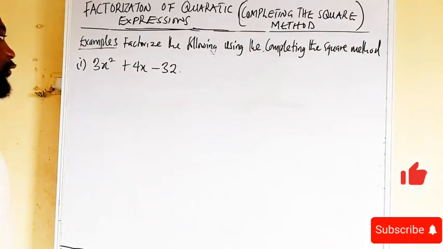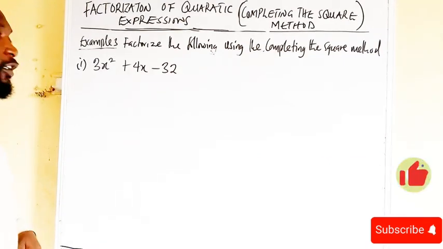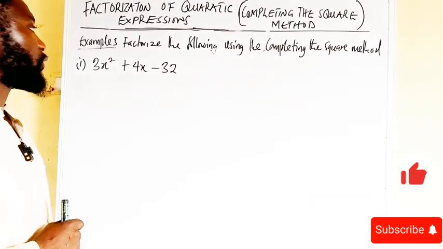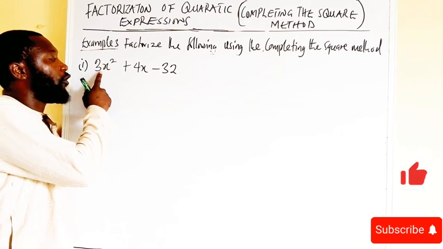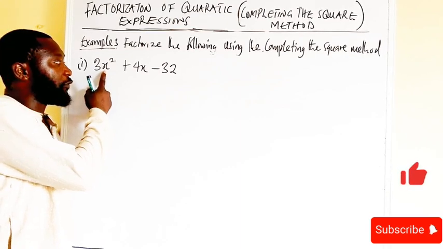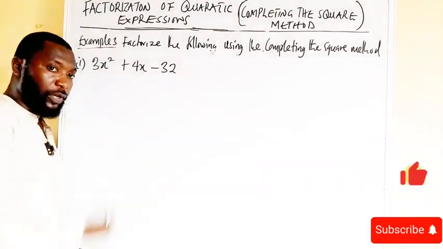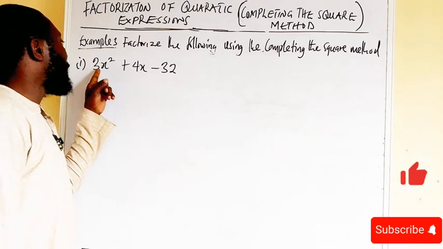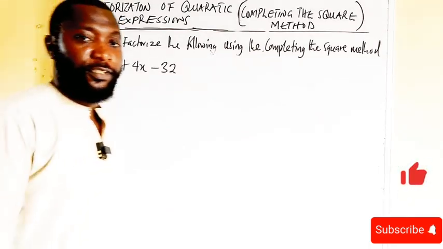How do we factorize this using the method of completing the square? Step 1. The first thing to note, if you want to apply the method of completing the square, you ensure that the coefficient of x squared is 1. That's the step 1. How do we make coefficient of x squared 1? This is very simple. Just factorize the coefficient of x squared. How do you factorize coefficient?